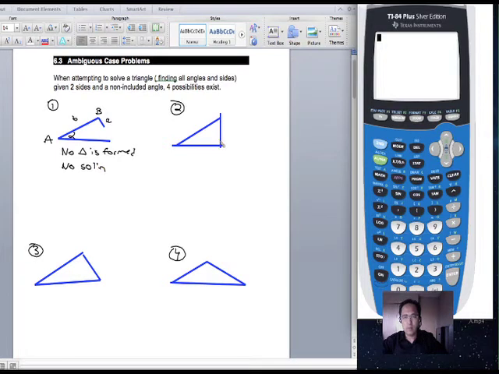In our second one, we have our angle given here, opposite A, call this B, and it just so happens that this forms a right triangle. So here, a right triangle is formed, so there's going to be one solution. And to solve for it, you just have to use the trig ratios.